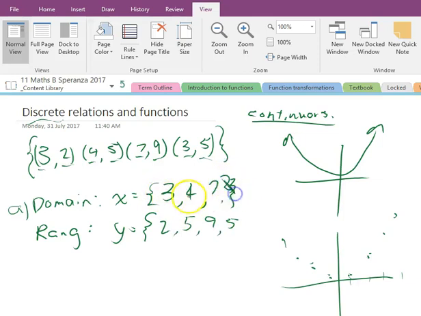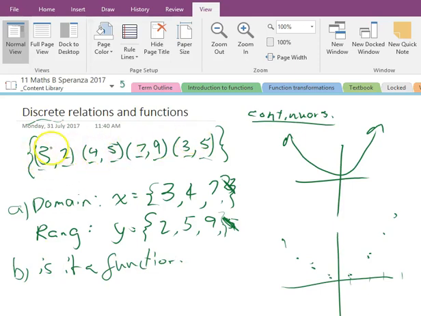Now in the domain, we don't have to say the number 3 twice, and we don't have to say the number 5 twice in the range. So really there's only 3 numbers in the domain and 3 numbers in the range. Now the second question is: is it a function? Remember, functions have to pass the vertical line test.